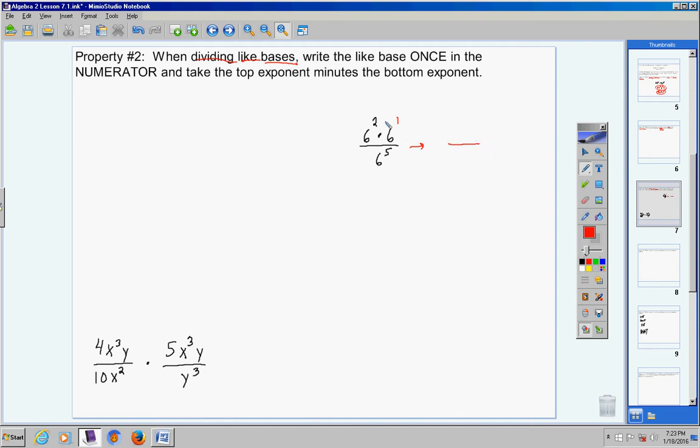I'm multiplying these two 6's. Here's my base, they're like. So write the base once. 2 plus 1 is 3. There, I simplified the numerator. Bring over your denominator. Now, I'm dividing like bases.